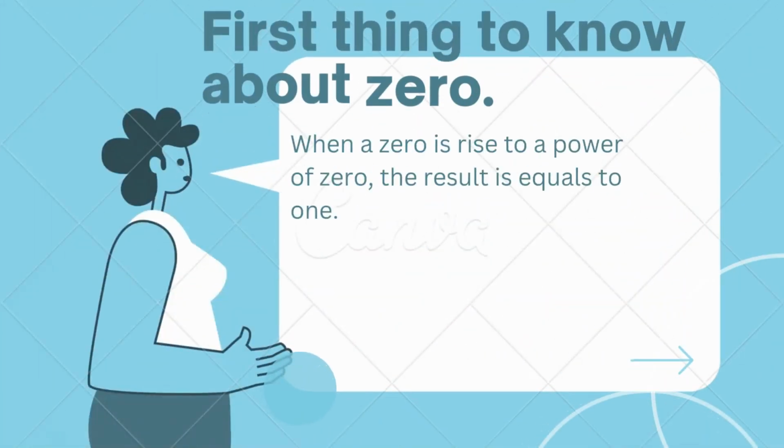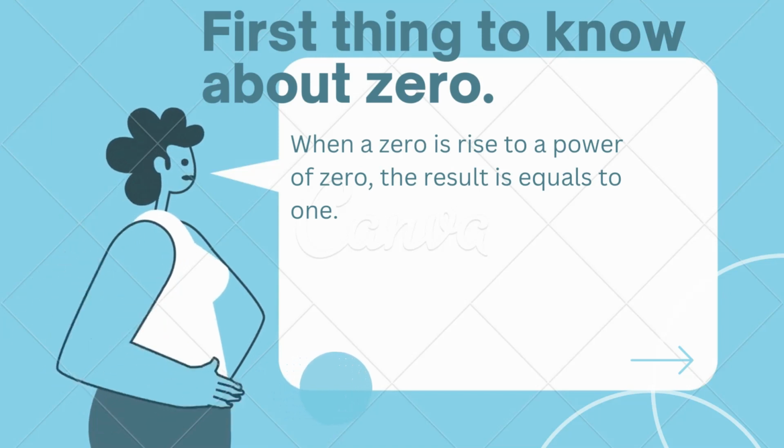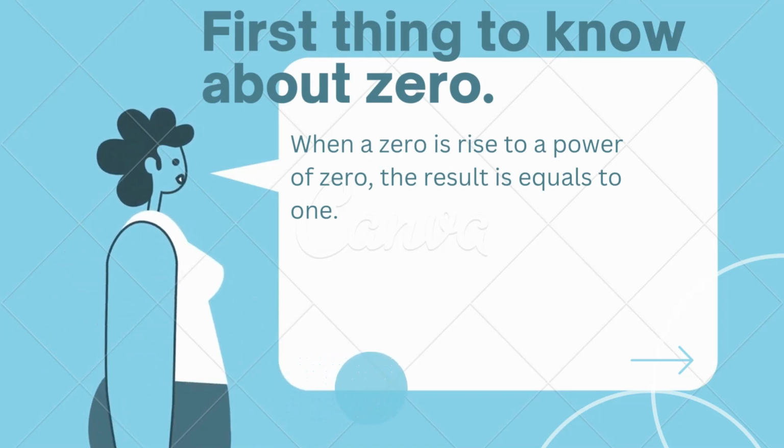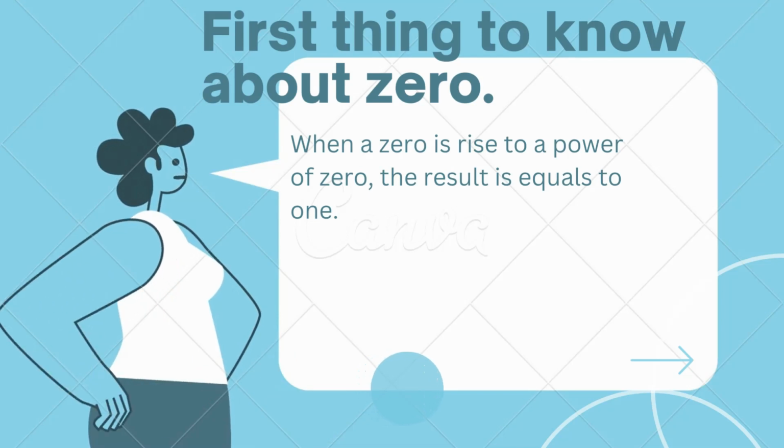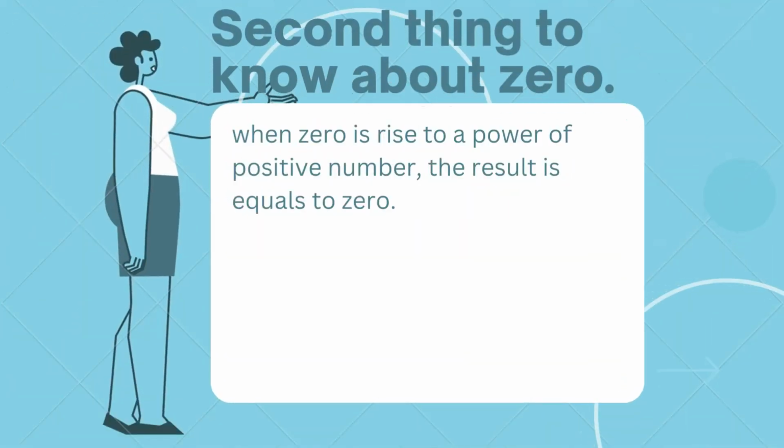First thing to know about 0. When a 0 is raised to a power of 0, the result is equal to 1. Second thing to know about 0. When 0 is raised to a power of a positive number, the result is equal to 0.